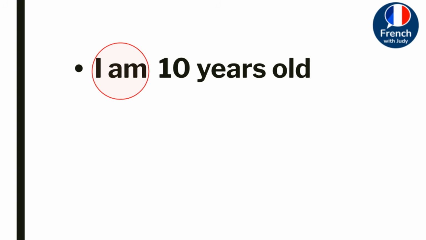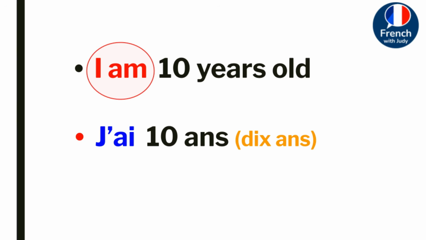So to say, I am 10 years old, we use the verb avoir and not être. In English we use to be to say our age, but in French we use the verb avoir. I am is, je suis, but to express age we say J'ai dix ans.